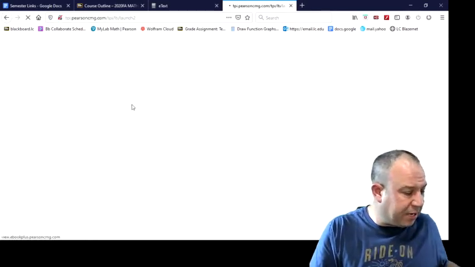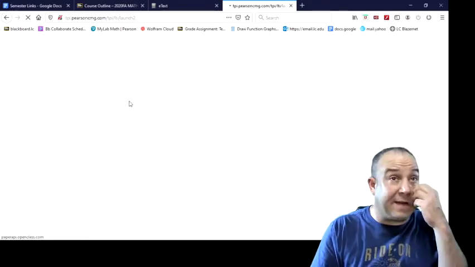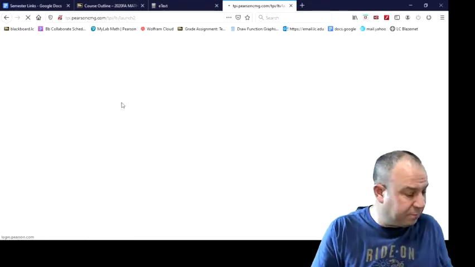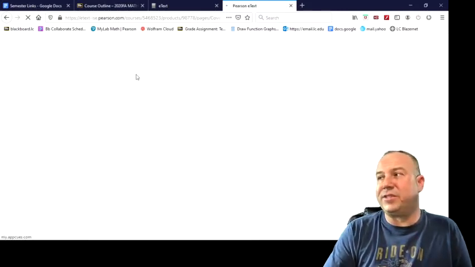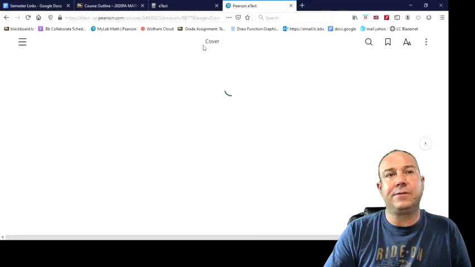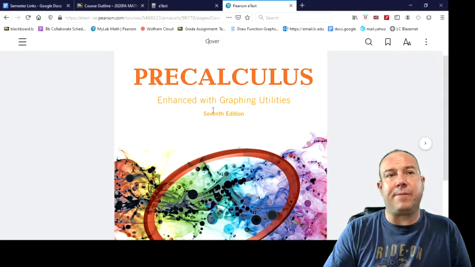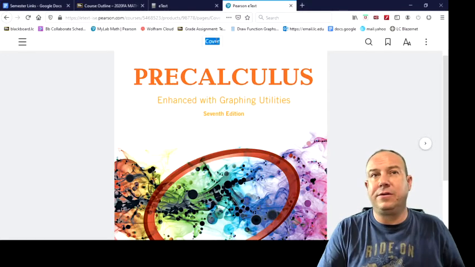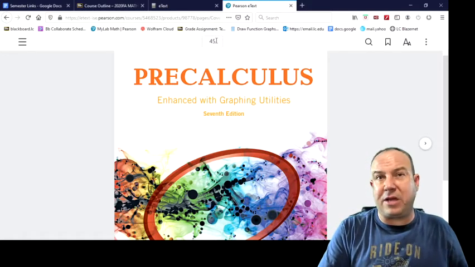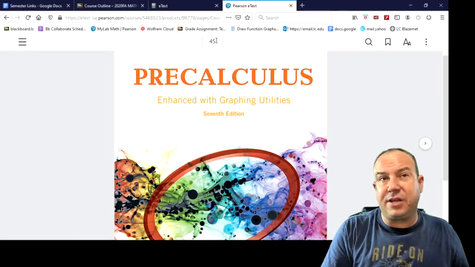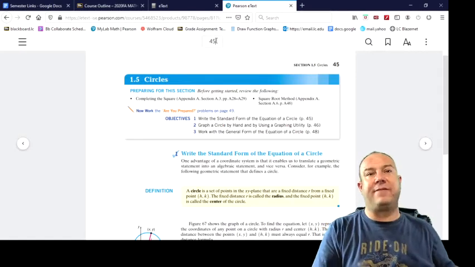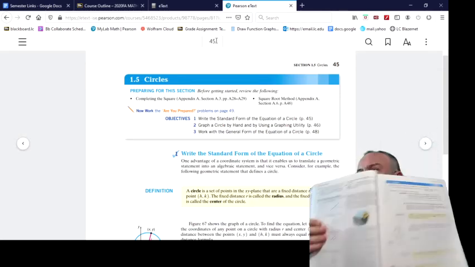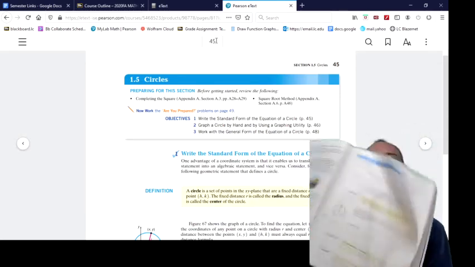I'm going to flip to a page here. Section 1.5 starts on page 45. Let's see what their page 45 looks like. They should be very similar here, folks, as this opens. Yep, that is the cover to our book I showed you earlier. And if I go to page 45, that is section 1.5, and you can see that is very similar to page 45 of this text.